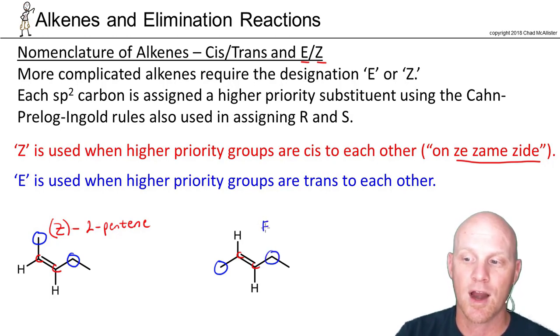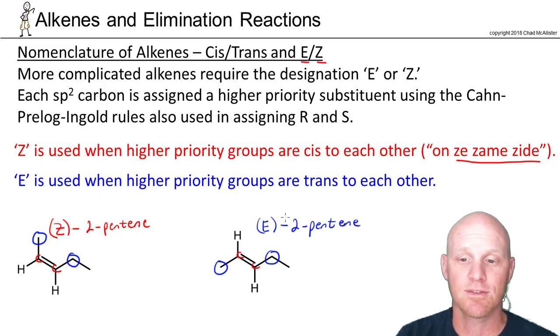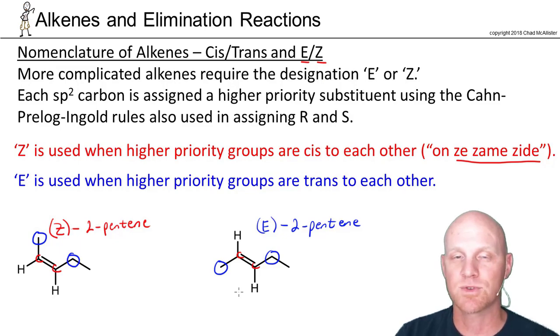When the two higher priority groups are trans to each other, we refer to it as the E isomer, and so this would be E-2-pentene, or again, E-pent-2-ene, same difference. So this is the EZ system, and we'll find out again, in the cases we've been looking at here, whether we use E and Z or cis and trans, you could go either way. But with some more complicated examples here, we're stuck using only the E and Z system. The cis and trans system would be a little bit ambiguous, as we'll see on the next slide.